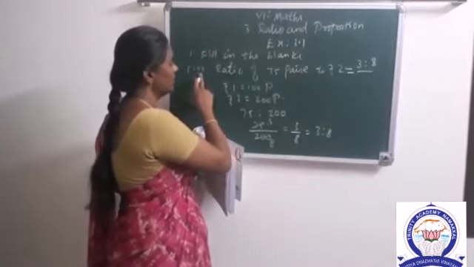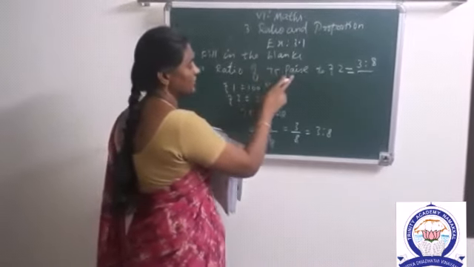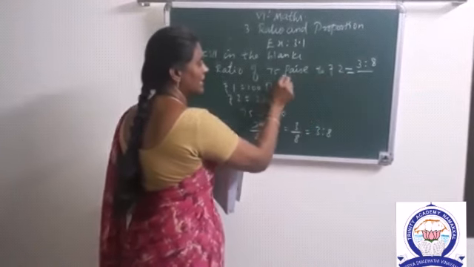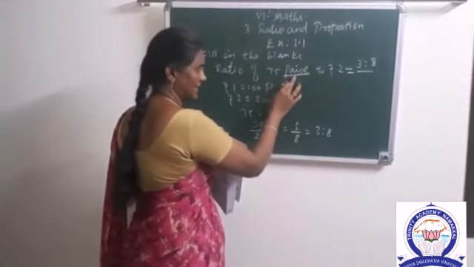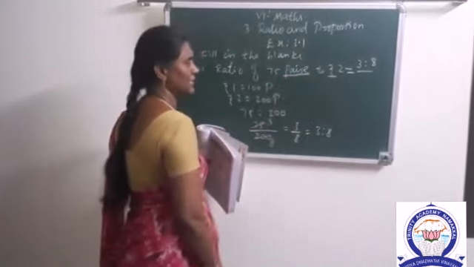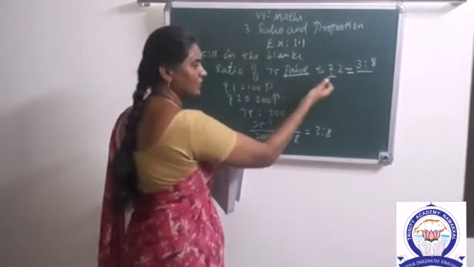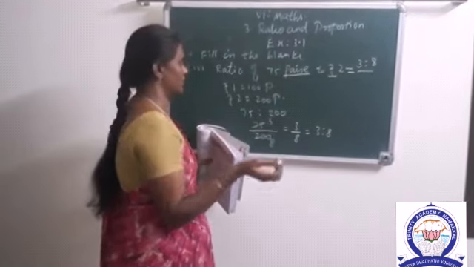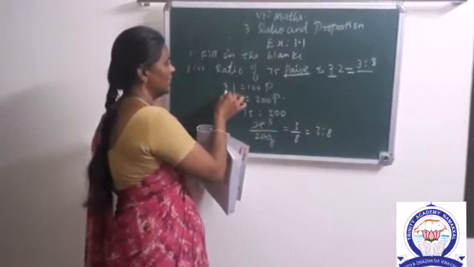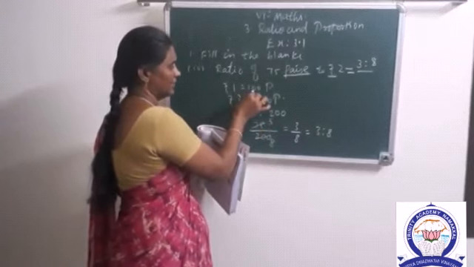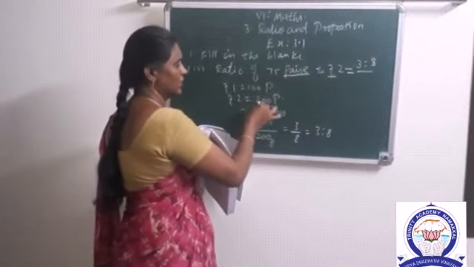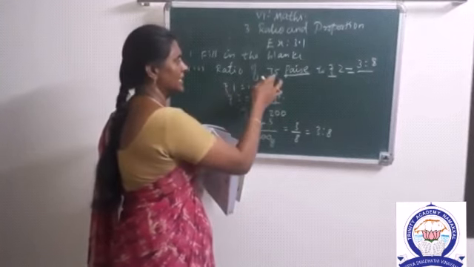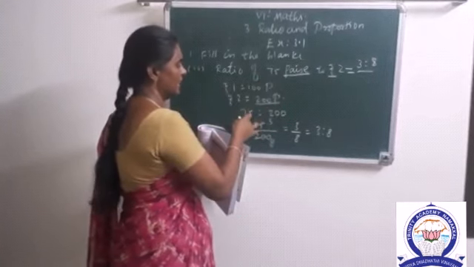See the fourth sum. The ratio of 75 paise to rupees 2. Okay, see here the unit is paise, here the unit is rupees. Here also we have different units, so we convert into the same unit, then we write in the ratio form. Okay, we know that 1 rupee equals 100 paise. So 2 rupees, we have 2 into 100, 200 paise. In 2 rupees we have 200 paise. Here 75 paise we write 75.